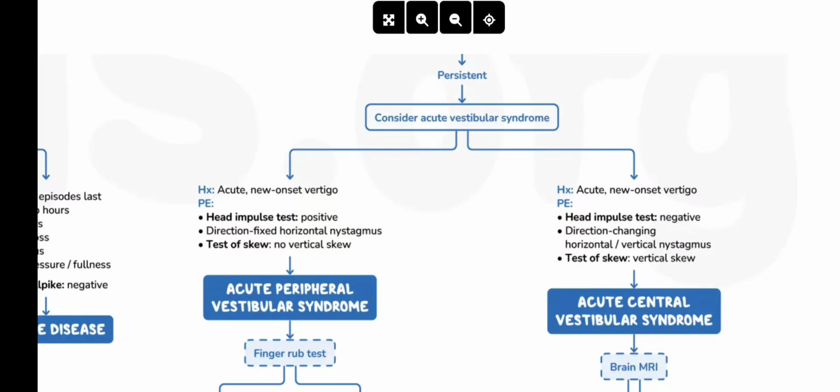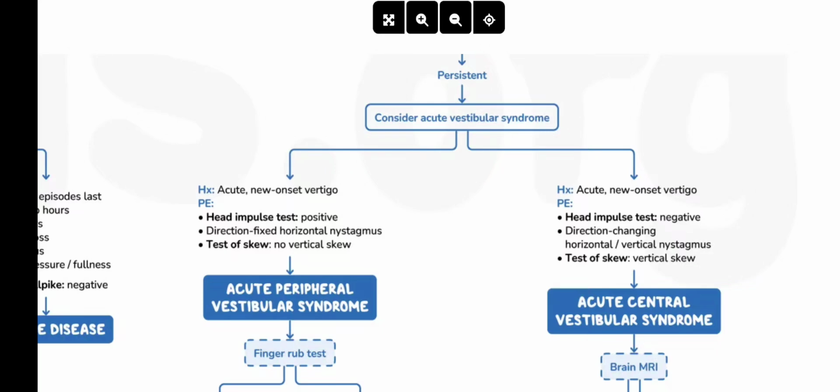HINTS: head impulse test, nystagmus, and test of skew. These terms are very difficult to describe here, so I would recommend you watch some videos on the head impulse test, how to elicit this test, and how to perform the test of skew as well. It's very difficult to describe here.